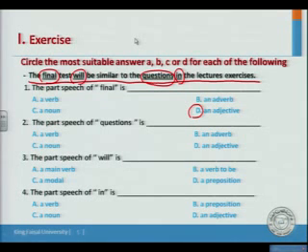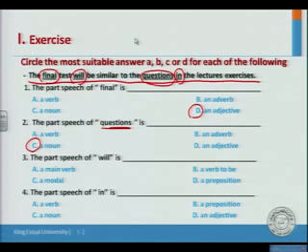Now, number 2, the part of speech of questions. So questions here is a noun. But we want to know whether this noun is object or subject, so keep this for later. But now here, the question is easy, just to say the word questions here is a noun.